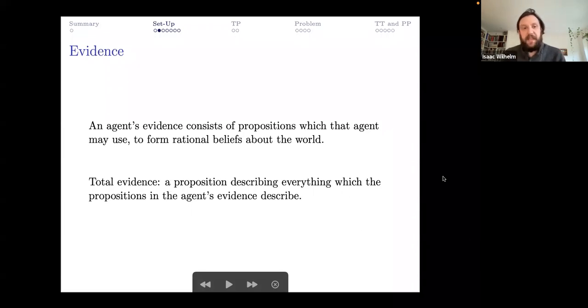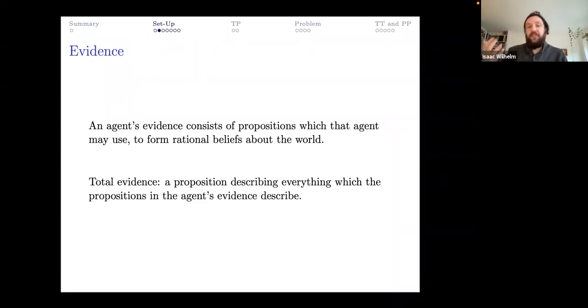Okay, so that's typicality. Now evidence. Evidence is basically what agents use to form rational beliefs about the world. On a lot of accounts of what evidence is, your evidence consists of all the propositions that you know. So you know that you're at a talk right now. That's in your evidence. You know that today is November 15th. That's in your evidence. Your total evidence is then, just think of it as a big conjunction of all the propositions that you know, all the propositions that comprise your evidence.